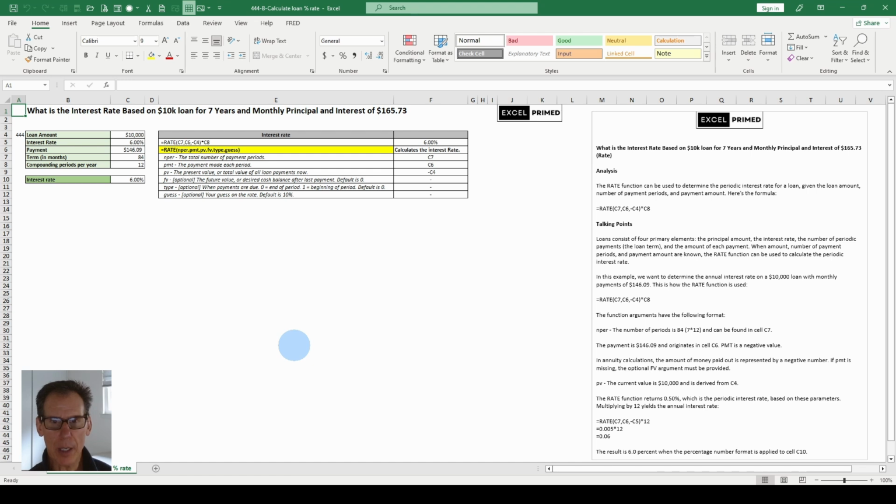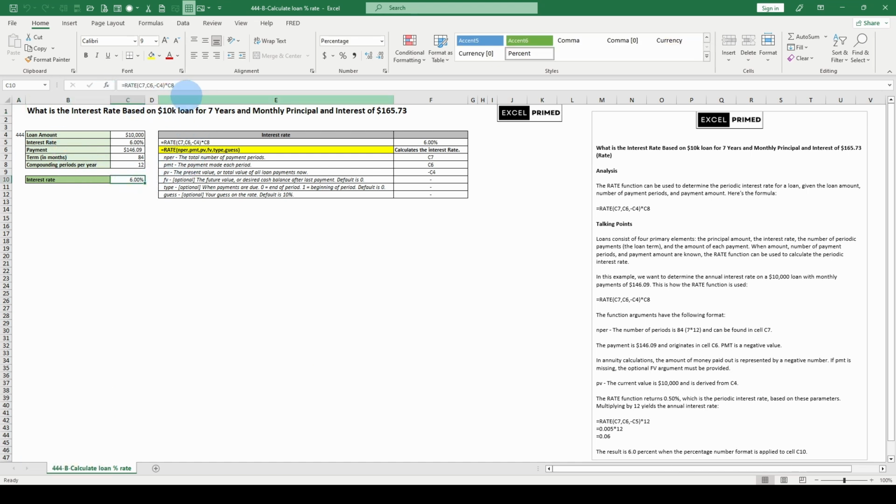What is the interest rate? Today, we have a simple formula. It's the RATE formula. It's going to regurgitate whatever inputs we throw into the sink, so to speak, and it's going to generate a rate. Let's see how this works.